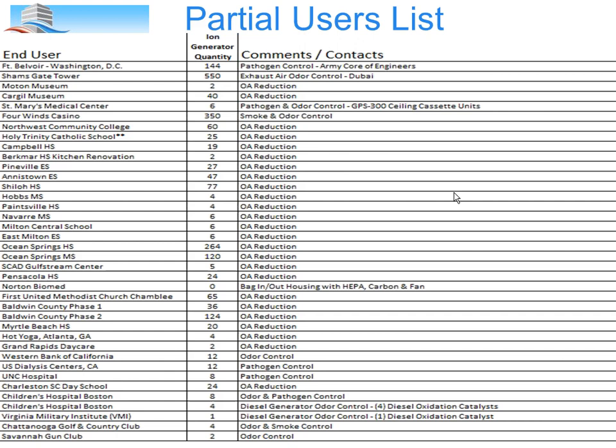Here's a few, I'll say, higher end users. What I want you to notice is some of the casinos, some of the daycare centers, those kind of things. But it's done a great job at a lot of those facilities. Not only to get rid of just outside air, but getting rid of odors and contaminants.